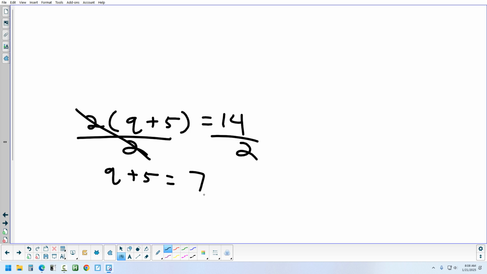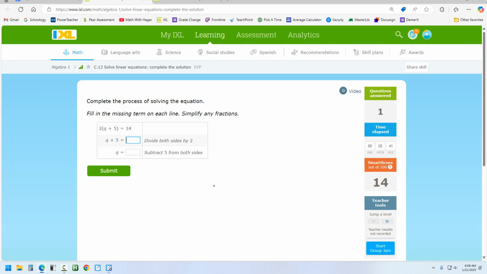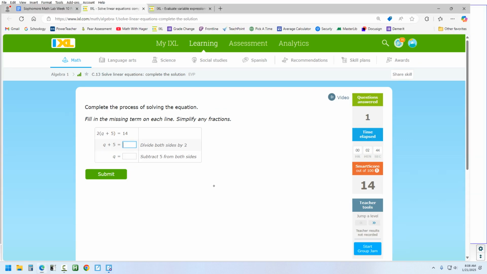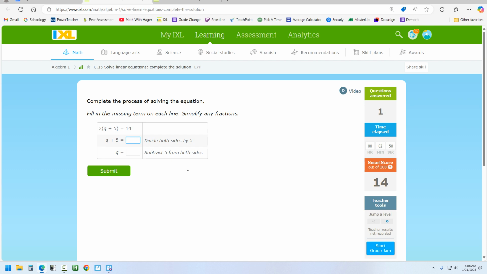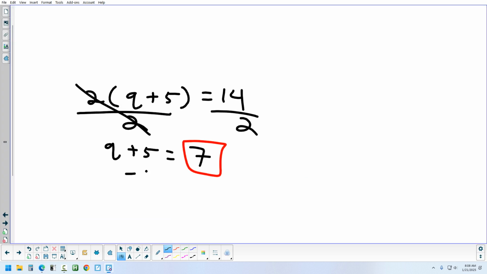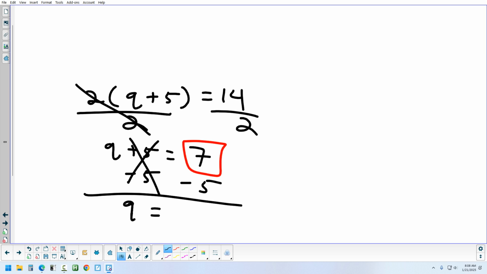7. Okay, so if I go back and look at the question, the answer they want in the top box is a 7. So let's put a box around that so I remember to type that in. Okay. Last step, subtract 5 from both sides. If you have a plus 5 and a minus 5, that's going to cancel out. And Eli, what does that leave me with on the left side? Just the q? No, the 5's gone. Okay, yeah, just a q, because we subtracted the 5. And what about on the right side? 7 and a negative 5.